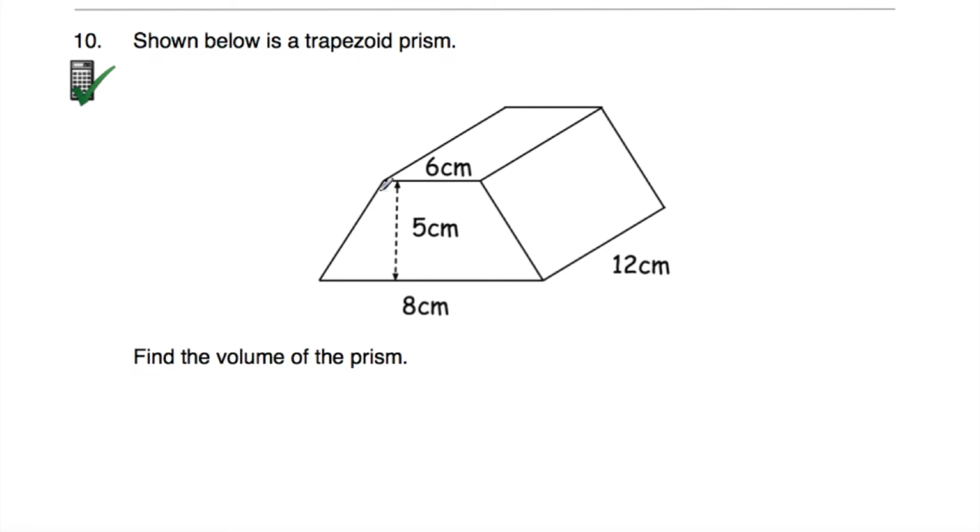So we want to find the area of the cross-section. So we want to find the area of this trapezium. And then once we find the area of the trapezium, we can then just times it by 12 because that's the length of the prism. So let's find the area of the trapezium.